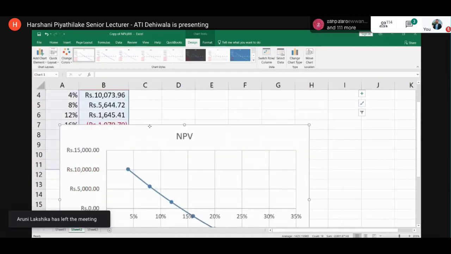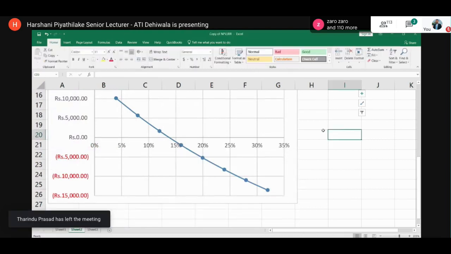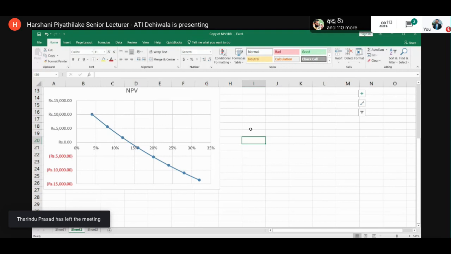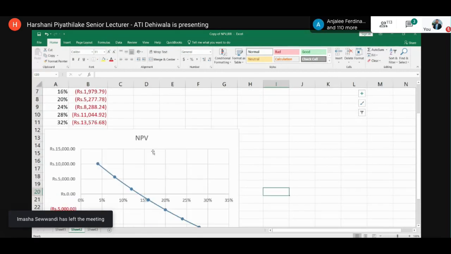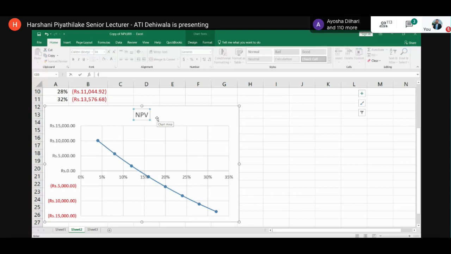Okay, you can place this chart separately. Right. Actually, this is not the NPV. We have NPV, but it gives the IRR. Then you can change this chart title to IRR.